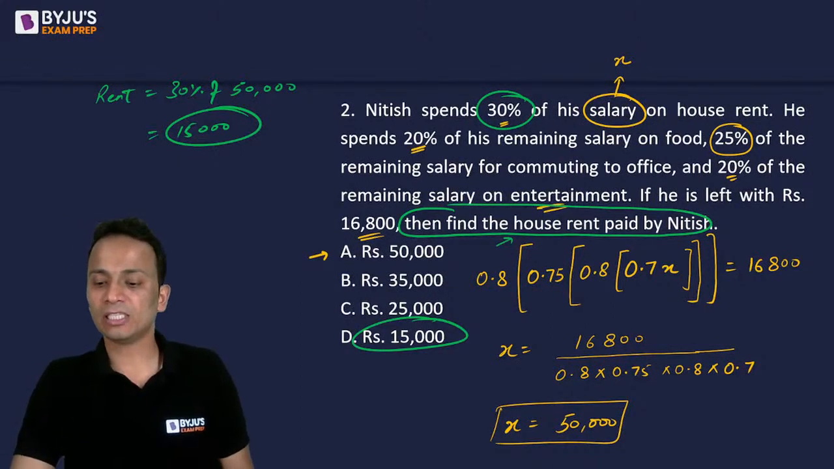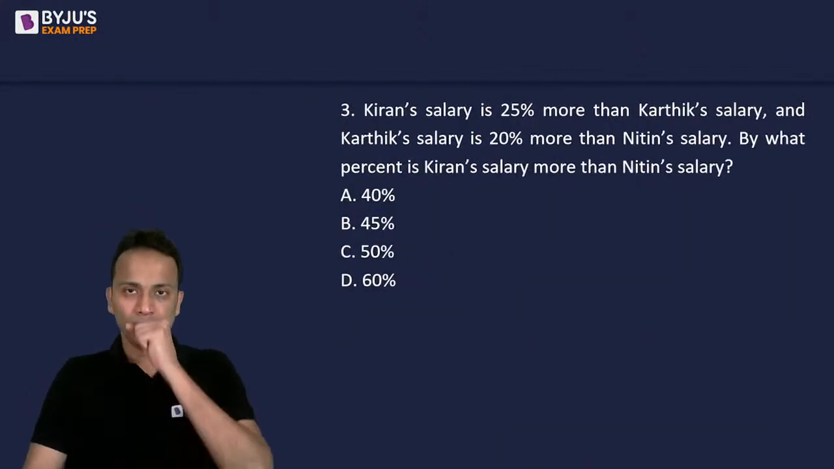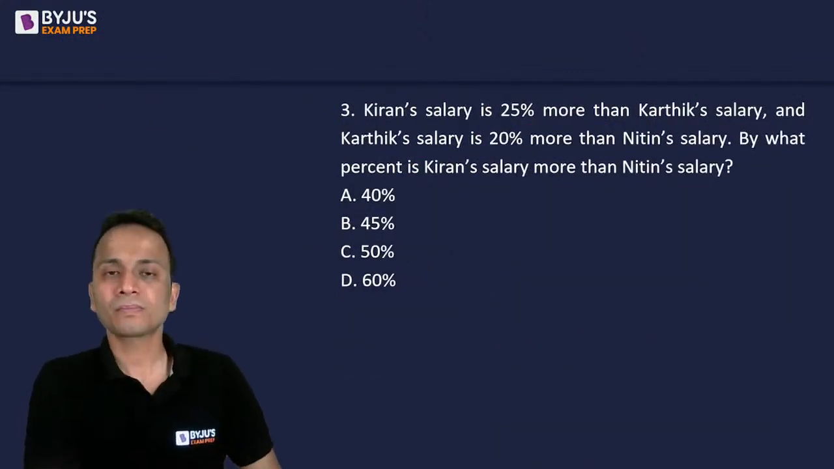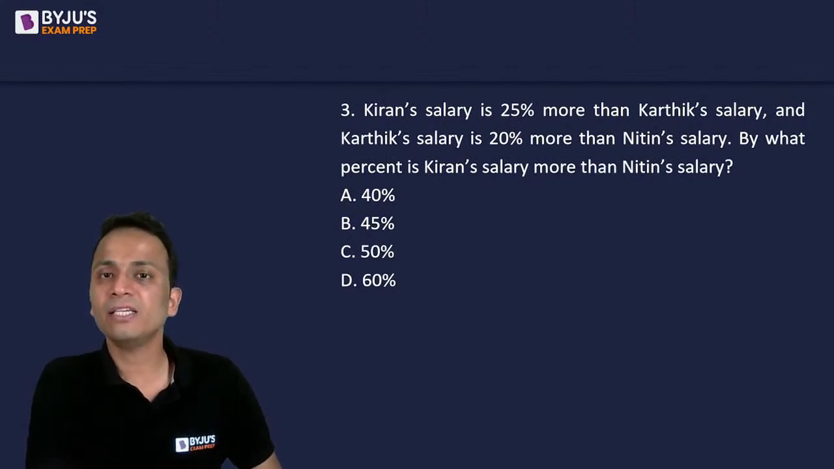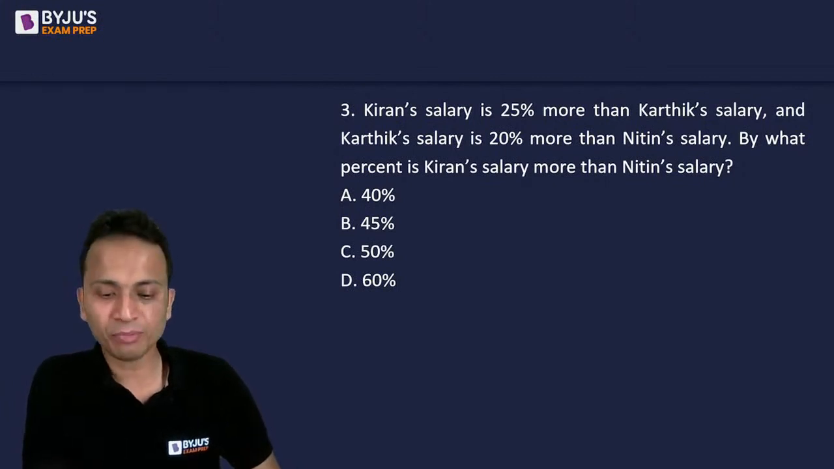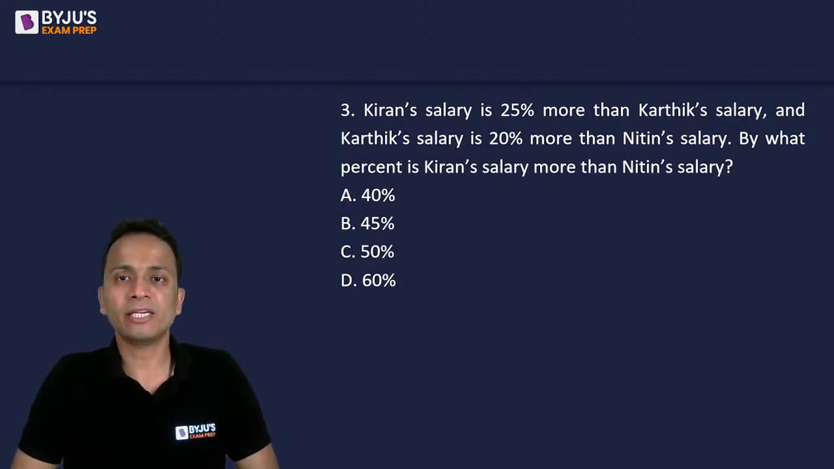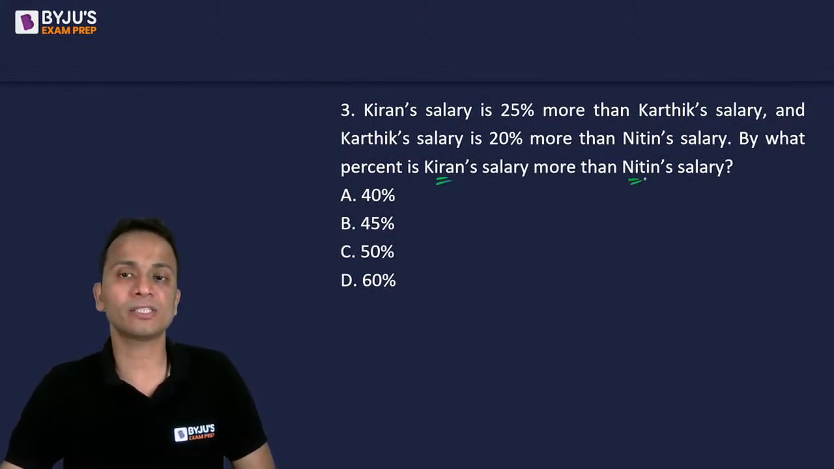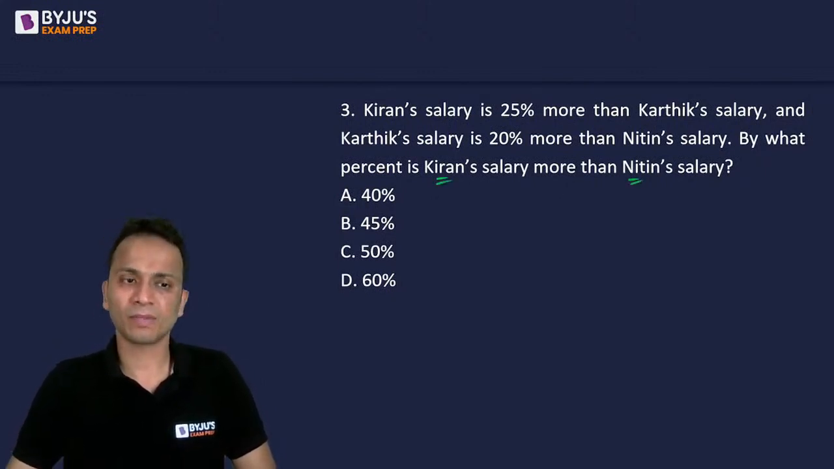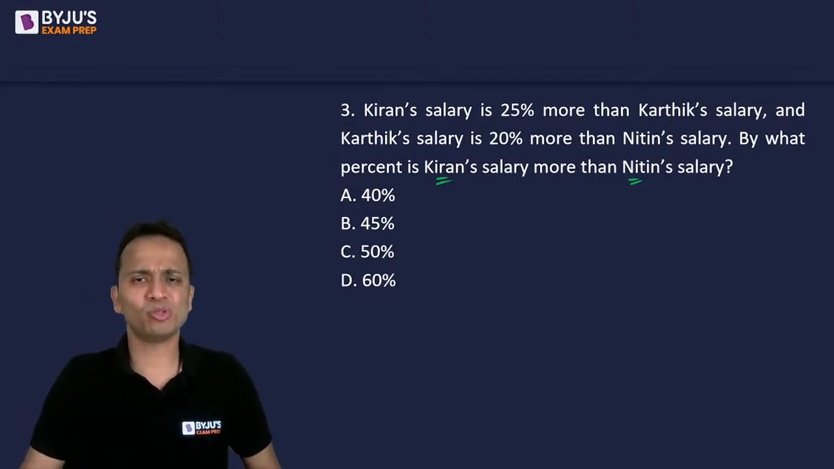Okay, let's move ahead. Next question, question number 3. Now Kiran's salary is 25% more than Karthik's salary and Karthik's salary is 20% more than Nitin's salary. We have to find out by what percentage Kiran's salary is more than Nitin's salary. Simple question. You may calculate the answer using any of the ways.